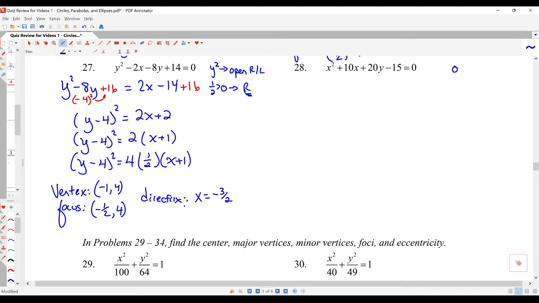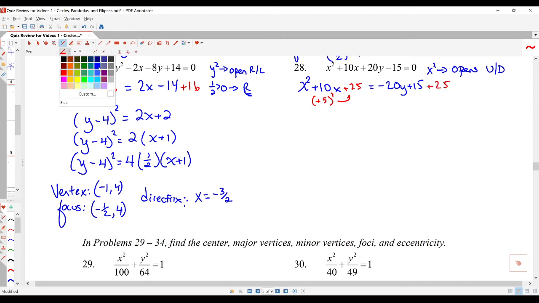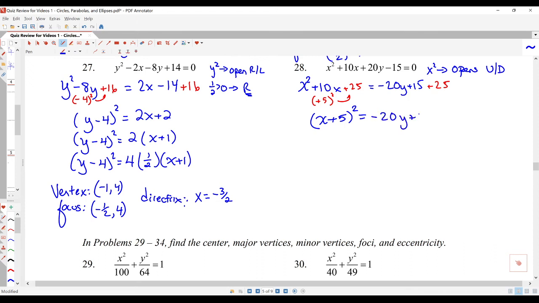28 is similar. Again, because it's x squared, it's going to open up or down. So I get x squared plus 10x equals -20y plus 15. Half of 10, squared, is 25. So we factor the left side, we get (x plus 5) squared. Here I get -20y plus 40.